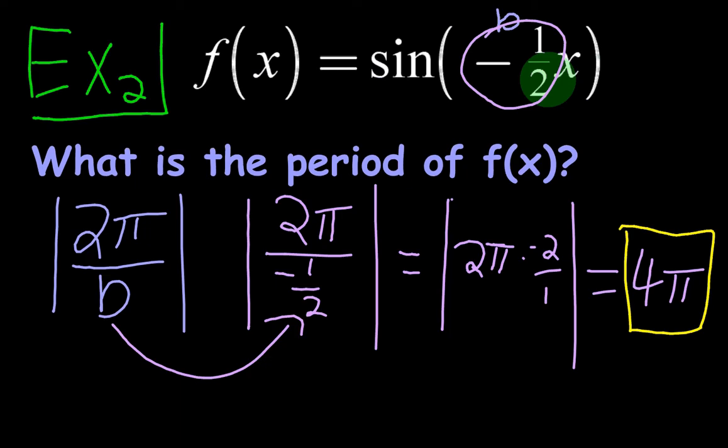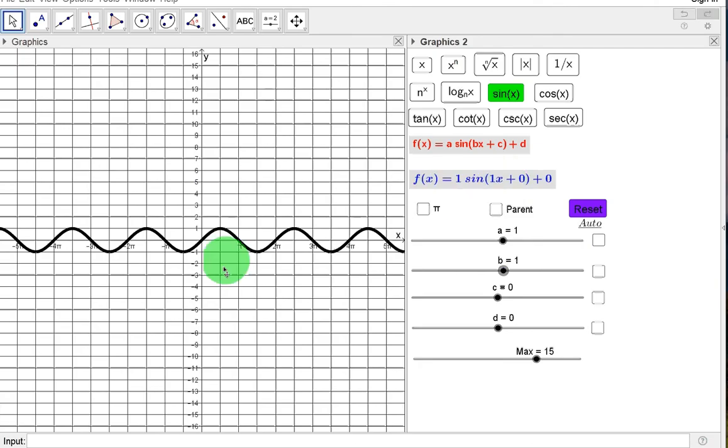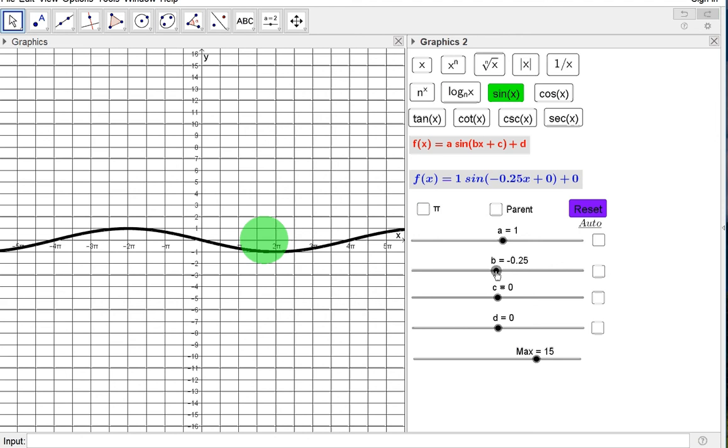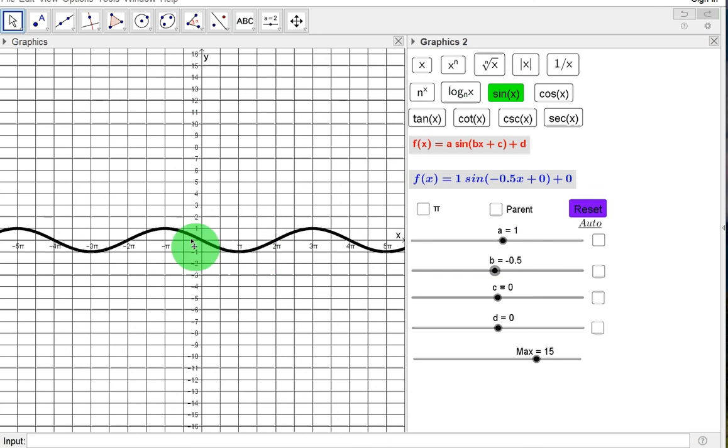Let's take a look. Here's the graph of the normal sine function. We can see again that it takes 2 pi units for the graph to repeat itself. If we change the b value to negative 0.5 or negative 1/2, we can quickly see it stretches that graph out, and it takes from 0 all the way to 4 pi before we get back to the middle of that wave where it's going down. So the new period is 4 pi when b is equal to negative 0.5.